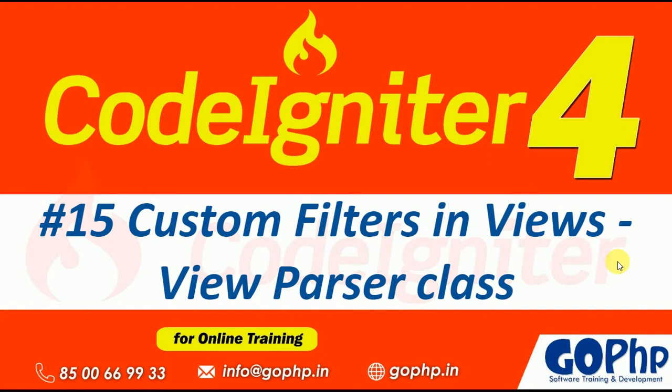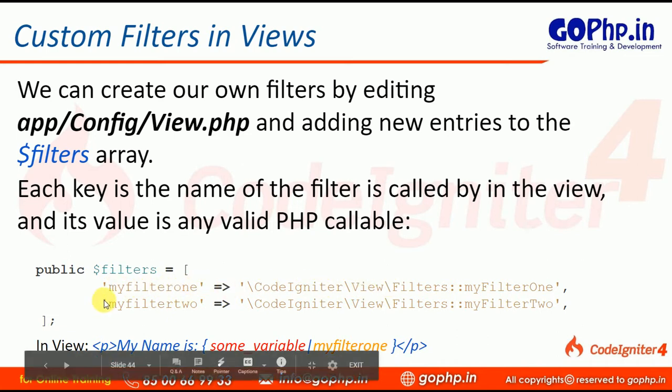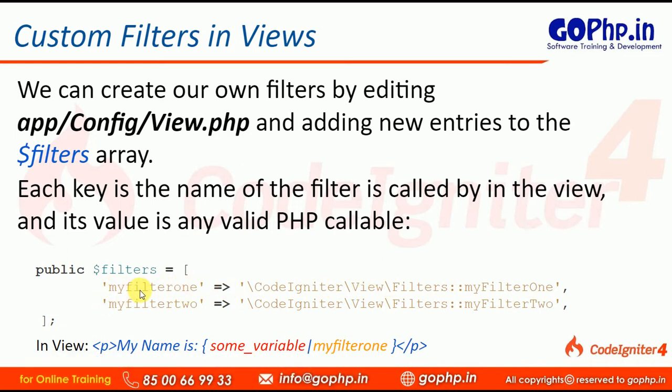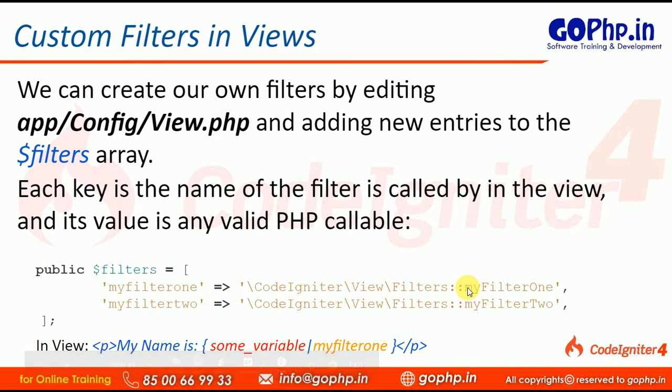To work with custom filters, we have to open view.php, which is available in the following location: app, config, and view.php, where we can find an array called the filters array. In this filters array, we are going to pass a key and value pair. The key is the name of the filter, and the value is the function that should be called when I apply the filter on a pseudo variable. So this is the way, guys.